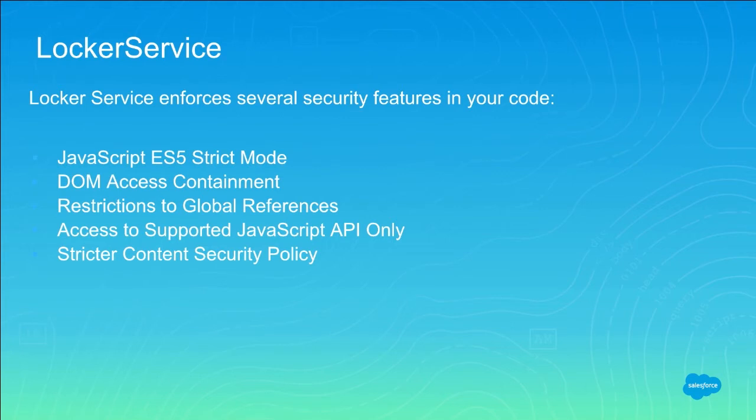Supported JavaScript APIs only, which means Lightning has a subset of the Aura APIs. But those are the only publicly available and supported APIs in the Lightning framework. We do have other APIs which are available in Aura, but they're not available in Lightning. So what Locker Service will do is restrict you from using things like $A event service, which is an Aura API, but not enabled or supported in Lightning.